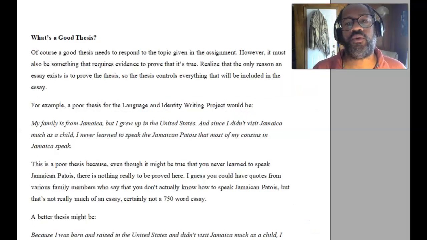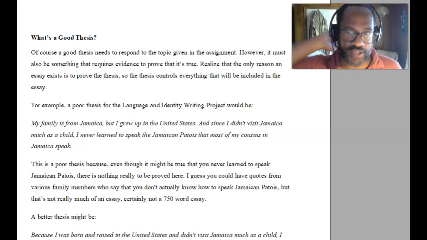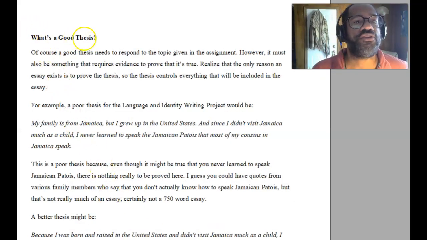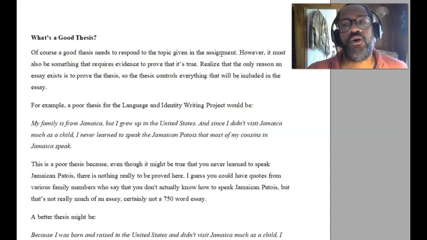Let's look at what we're going to be writing about for a thesis for our essays. So I say here, what is a good thesis? I say, of course, a good thesis needs to respond to the topic given in the assignment. So that's, again, what students will often say to me if I say, what's a thesis? They say, that's what you're supposed to be writing about for this. And so that's true. But I say, however, it must also be something that requires evidence to prove that it's true. Realize that the only reason an essay exists is to prove the thesis. So the thesis controls everything that will be included in the essay. All right.